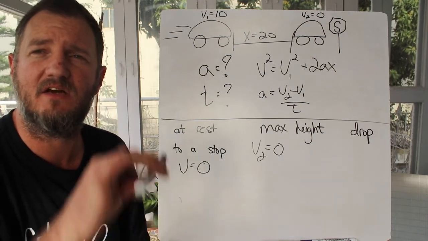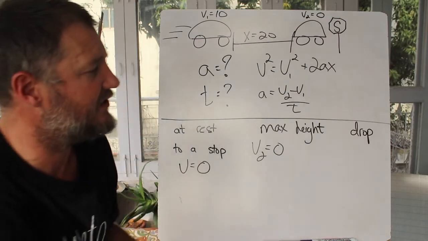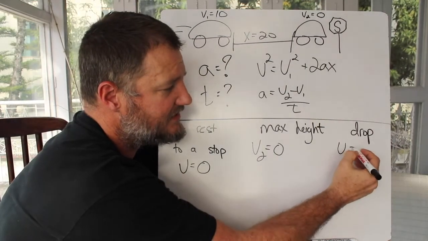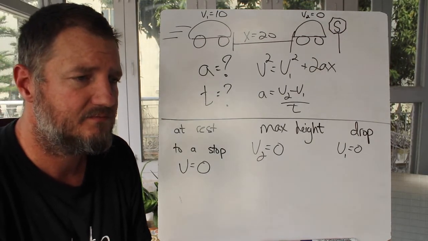And then lastly, if you're told that something is dropped, you're being hinted at the fact that the initial velocity of an object is 0. When you drop it, you end up with a 0 value. And so this would be initial velocity is 0. And it can be sort of quite vague.